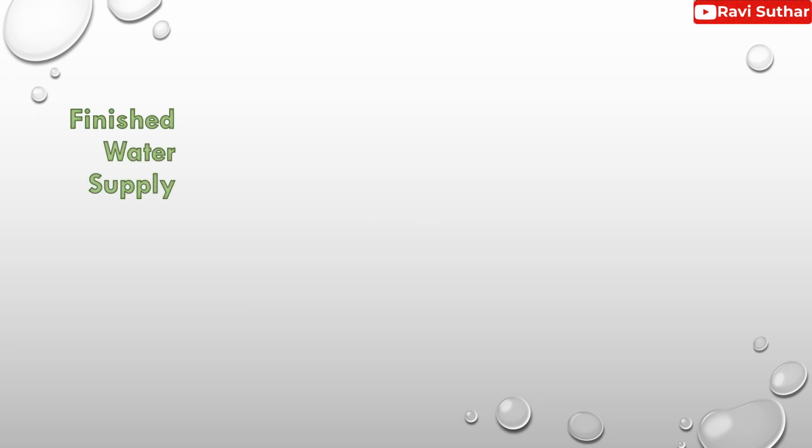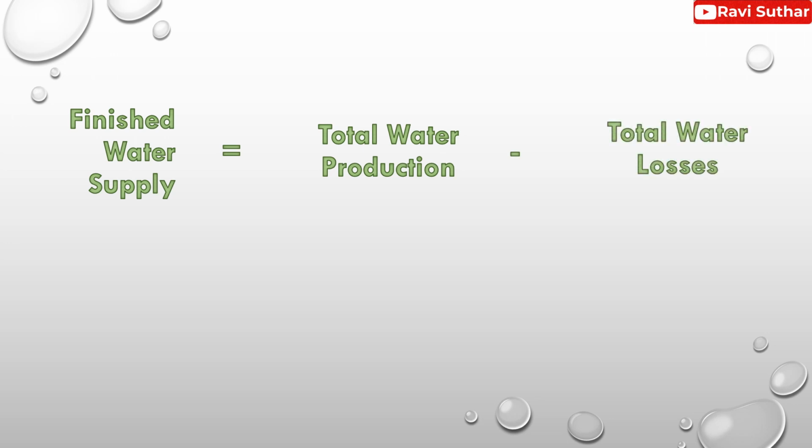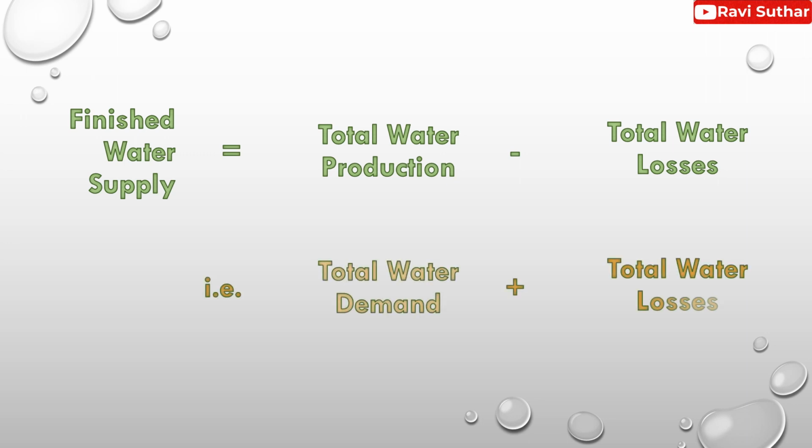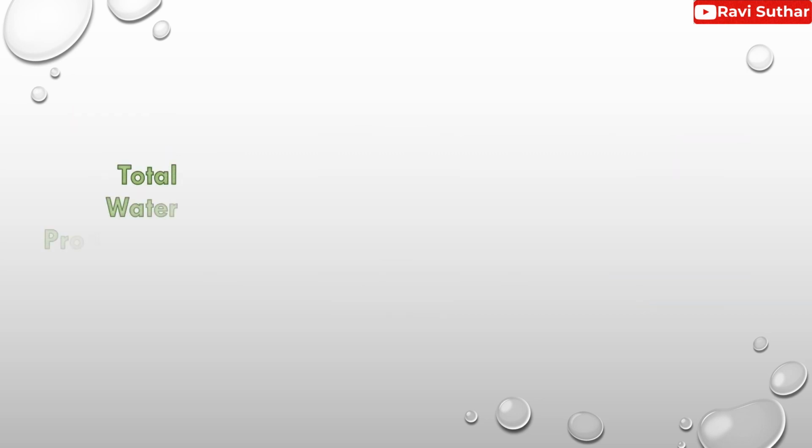There is a term called finished water supply, which is equal to total water production minus total water losses. This definition is based on the source of water. In other words, we can say it is total water demand plus total water losses. This is with respect to the consumer end. Now we will understand the terms one by one.